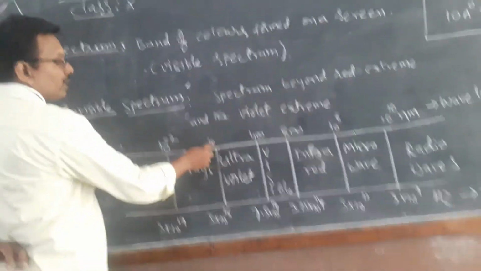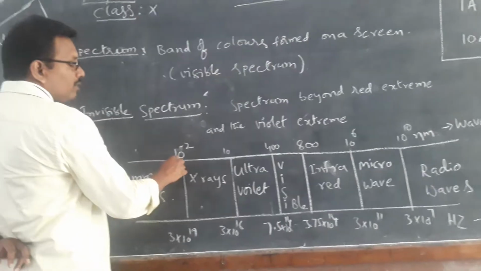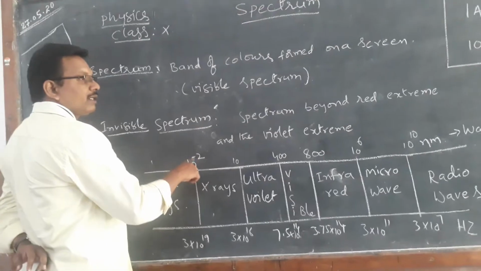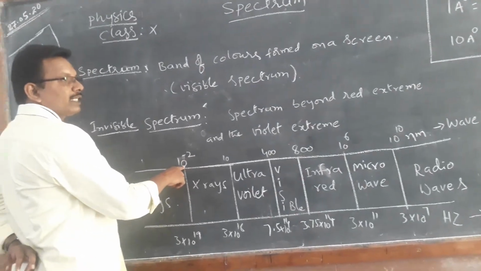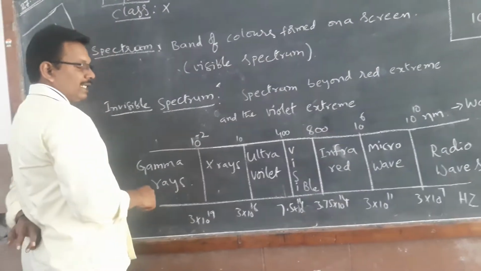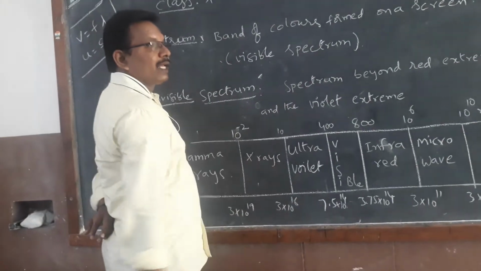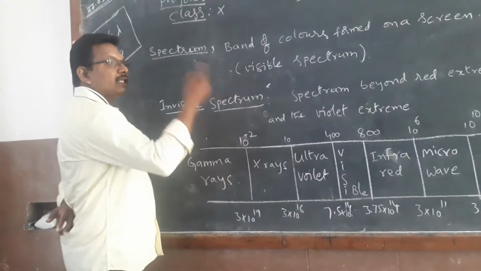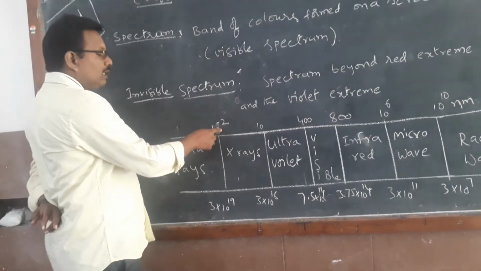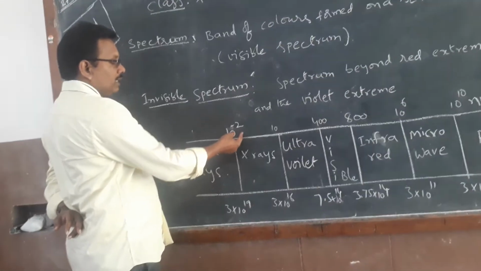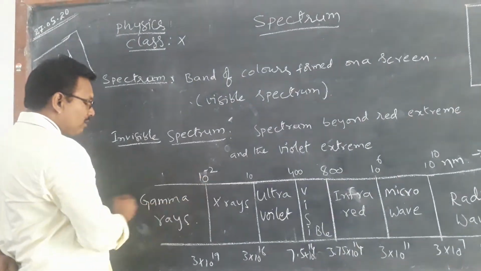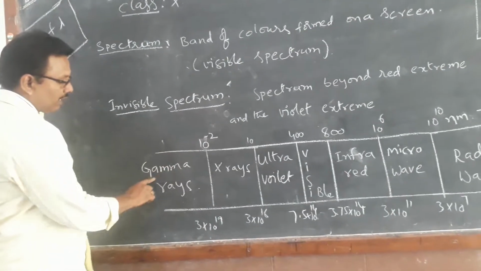Now below this, from 10 nanometers to 10 power minus 2 nanometers, that means one hundredth part of a nanometer, that range is called X-rays. Below 10 power minus 2 nanometers, the wavelength below that, the total remaining range is called gamma rays.